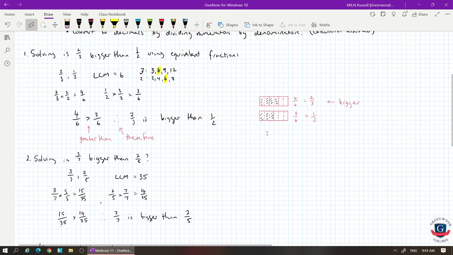Well, from the two shapes, we can see that 2/3 is obviously bigger than a half because we shade a higher proportion of the shape. We shade 2/3 of it as opposed to half. More area here, less area here. But we can also see from our equivalent fractions that the numerator for 4/6 is bigger than the numerator for 3/6. Therefore, 2/3 is bigger than a half.